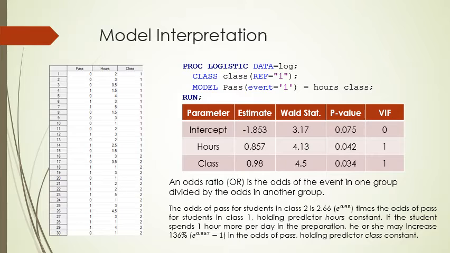Similarly, we may also interpret the coefficient of the predictor hours using the odds ratio. Since the odds ratio of the predictor hour is 2.36, which means if the student spends 1 hour more per day in the exam preparation, he or she may increase 136% in the odds of pass, holding predictor class constant.